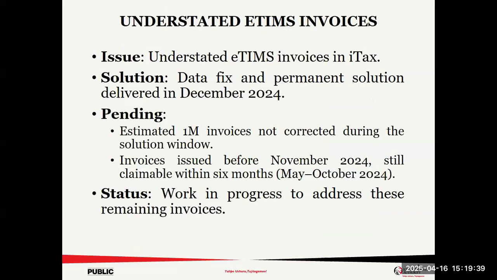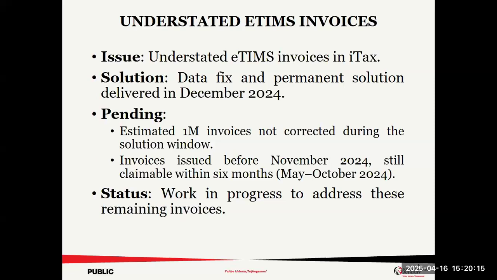I proceed. Now, understated e-teams invoices. This was another issue that came out post rollout, where again the scope of invoices are purely e-teams. When I say e-teams, it's the one that starts with KRA CU, the alphanumeric invoices. Teams are purely numeric, 19 characters in length. E-teams are alphanumeric. KRA CU, then the first characters before the slash are 15. The slash is the 16th character, and anything after that is actually the invoice number. So that is the scope I'm looking at.